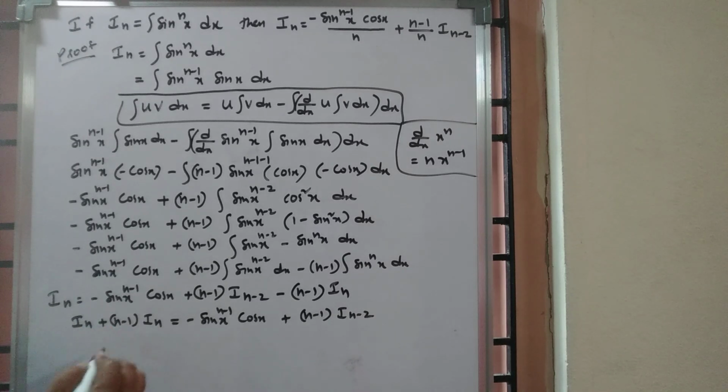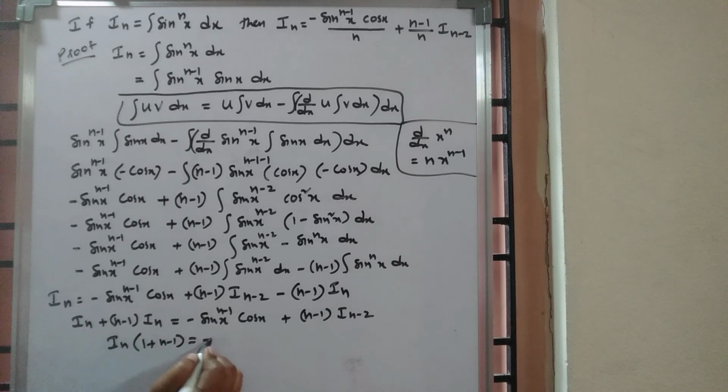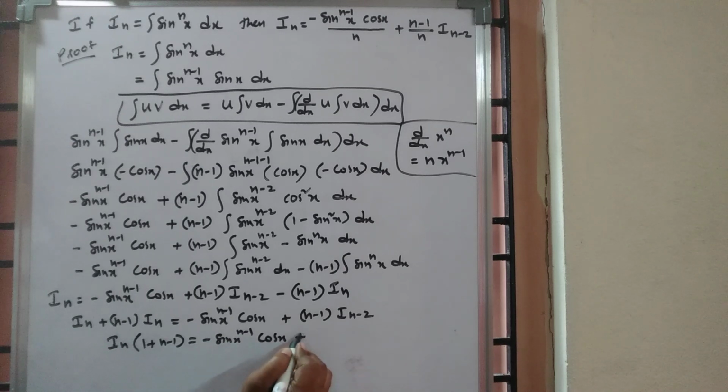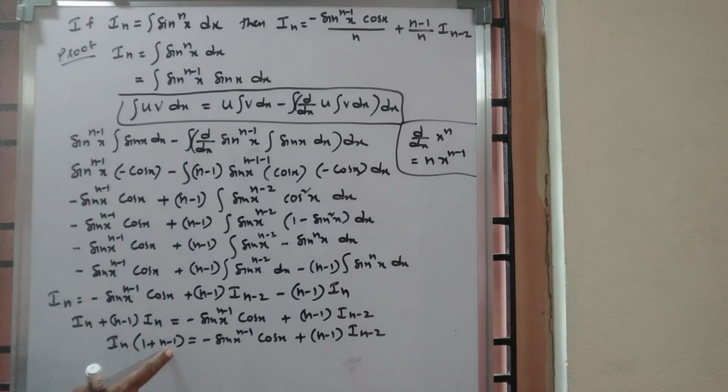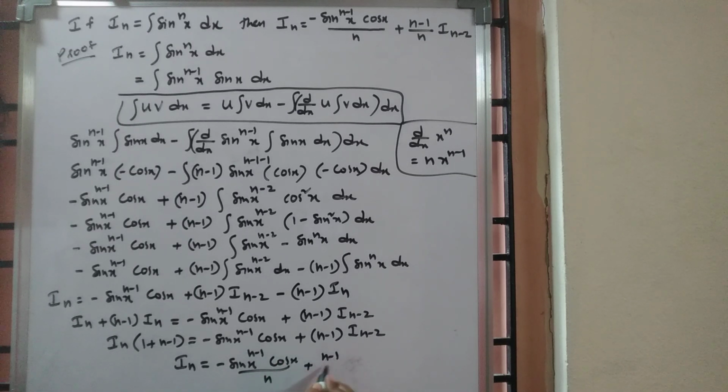Here you can take In common: In into 1 plus n minus 1 is equal to minus sin x power n minus 1 into cos x plus n minus 1 into In minus 2. Here plus 1 and minus 1 cancel, and n goes to the RHS. Hence the reduction formula is In is equal to minus sin x power n minus 1 cos x by n plus n minus 1 by n In minus 2. This is the reduction formula for sin power n x. Thank you.